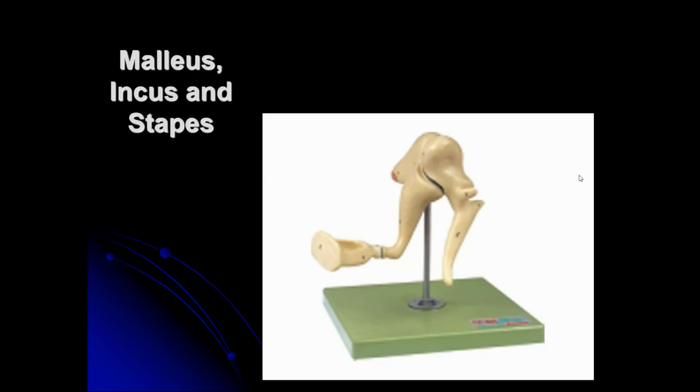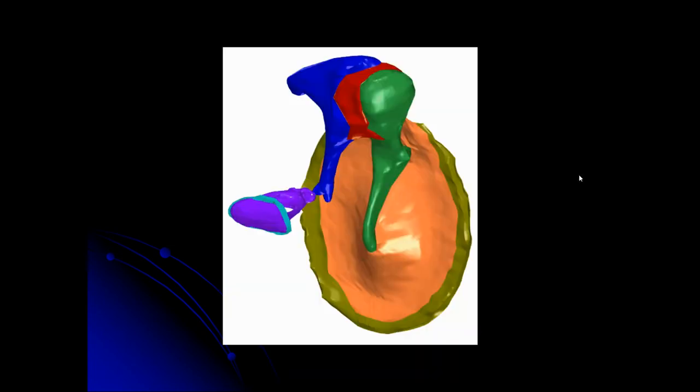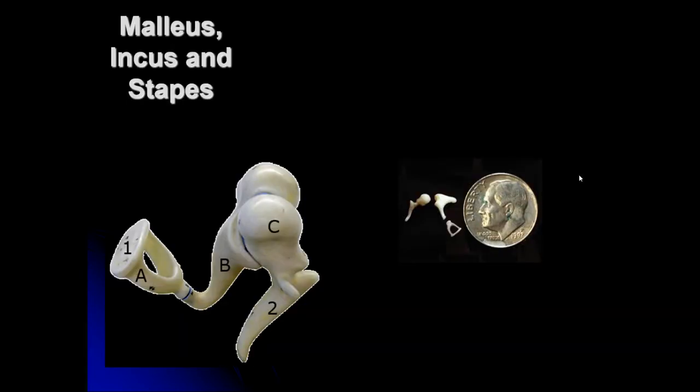So when you look at them, here is the malleus, the incus, and the stapes. So the malleus in this picture is labeled C. The incus in this picture is labeled B. And the stapes in this picture is labeled A.